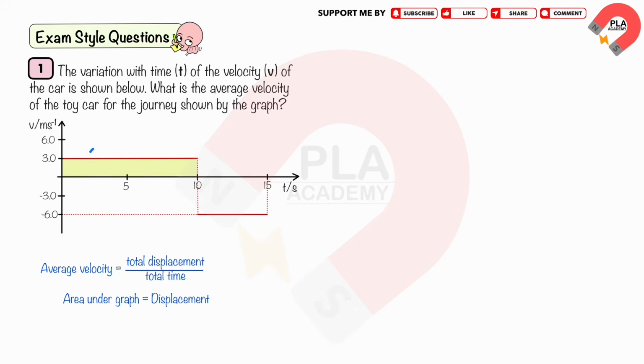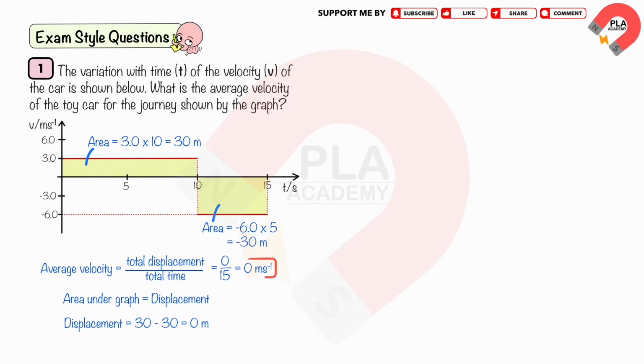The area under graph above x-axis is positive, which is equal to 3 times 10, resulting in 30 meters. The area under graph below x-axis is negative, which is equal to 6 times 5, resulting in negative 30 meters. Since the total displacement is 30 minus 30, resulting in 0. Therefore, the average velocity is 0 divided by 15, resulting in 0 meters per second.